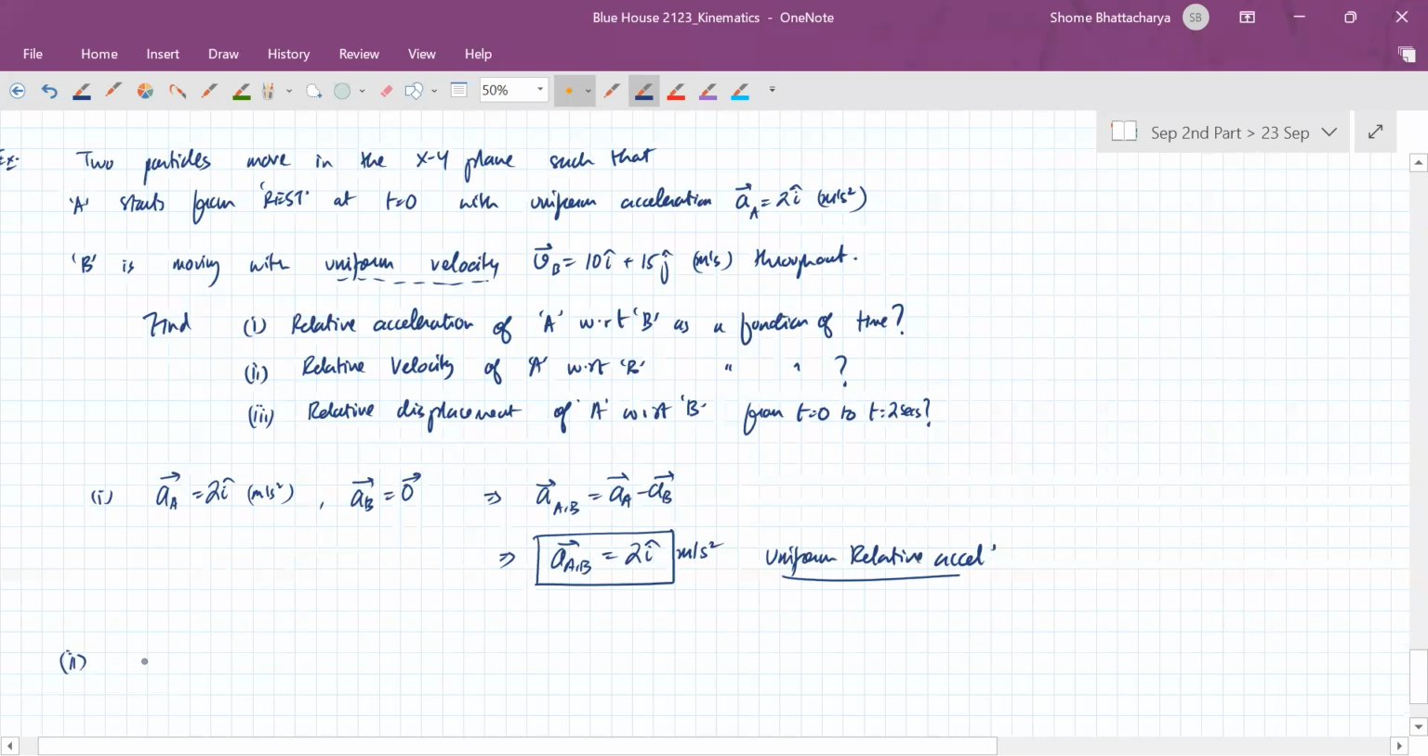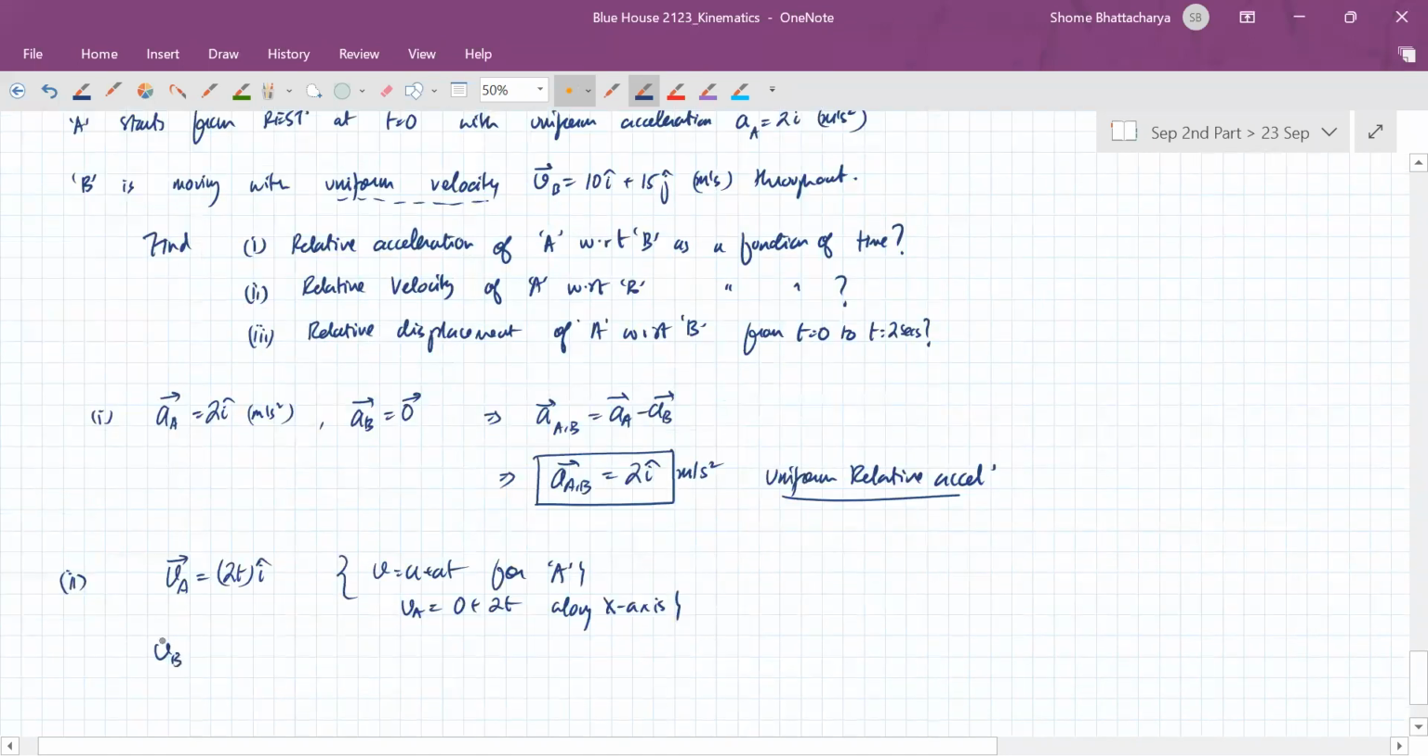So now for relative velocity, we have two options. One is what we can do is we can write velocity of A as a function of time. It will be 2t I cap, using the fact that V is equal to U plus AT for A. So you understand that VA is equal to 0 plus 2t along the x-axis because the acceleration is along the x-axis. And velocity of B is given to us, it is uniform 10 I cap plus 15 J cap in meters per second.